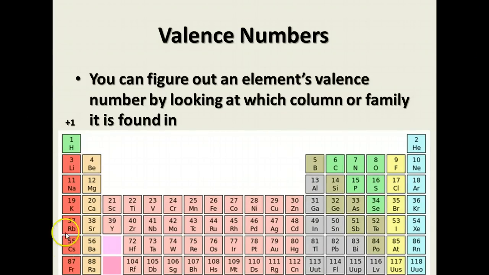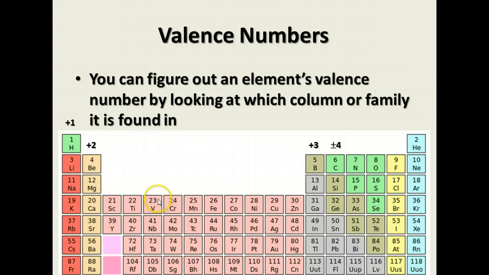So atoms in this first column here have a tendency to lose one electron in order to make compounds. That gives them a valence number of +1 or 1 plus. That means that they'll have a charge of +1. In the second column, they'll have a +2. We're going to skip over this middle part here and go over here to this column. They're going to have a +3 valence. That means they have a tendency to lose 3 electrons when they're forming compounds.